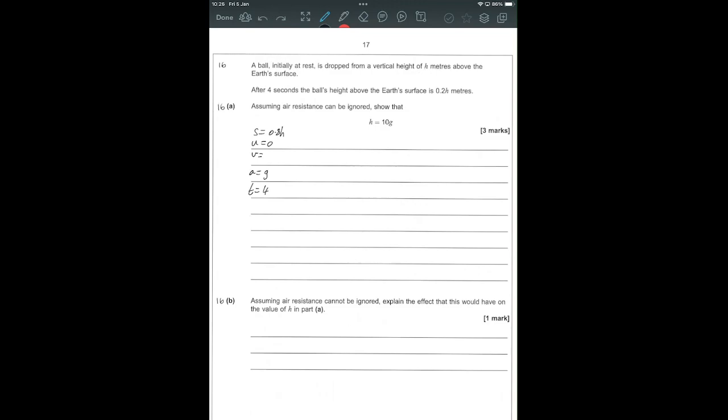So now let's just SUVAT on that. s equals ut plus a half at squared, the most common one. 0.8h is equal to 0t, that just disappears, or write it in because it is a show that question, a half g times 4 squared. So the 4/5 h is equal to 8g. Times that by the 5, divide by the 4, or just use your calculator. It tells you that h is 10g.